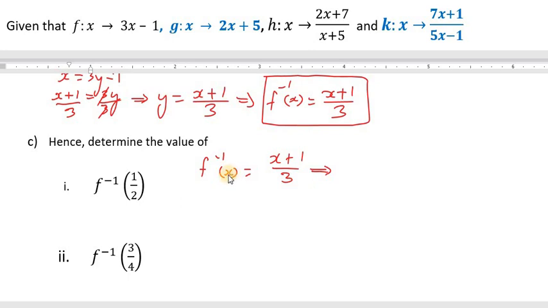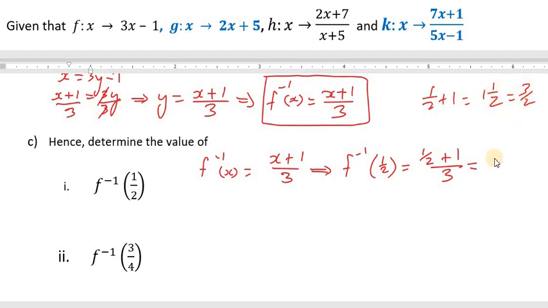So what we're going to do, we're going to replace this x now with a half. So it reads f inverse of a half. So replacing this x with a half, we say it's equal to, where we have x here, we're going to put a half plus 1 divided by 3. Now, of course, you know this is going to be what? What's a half plus 1? That's 1.5. Let's write that. A half plus 1 is equal to 1.5. And of course, you can write that as 2 ones, 2 plus 1, 3 over 2. So half plus 1 is 3 over 2 divided by what?